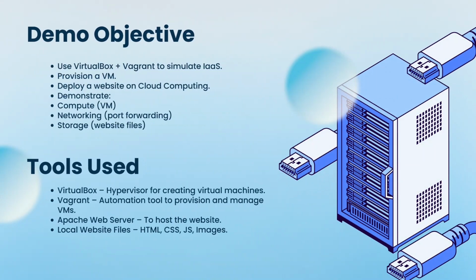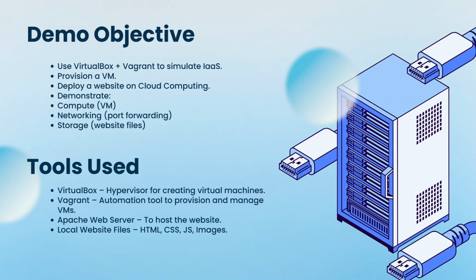Now let's look into the demo objective. Today we are going to perform a demo with the help of VirtualBox and Vagrant. Today's goal is to show how an IaaS works by simulating it on our own computer. We shall create a virtual server, connect it through networking, and host a simple website from it.